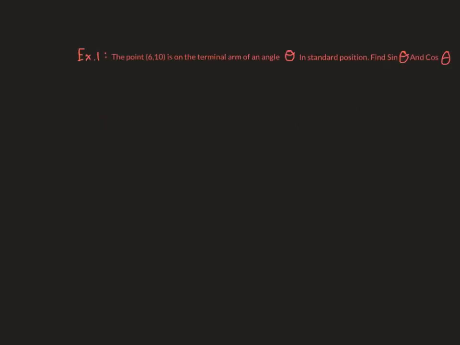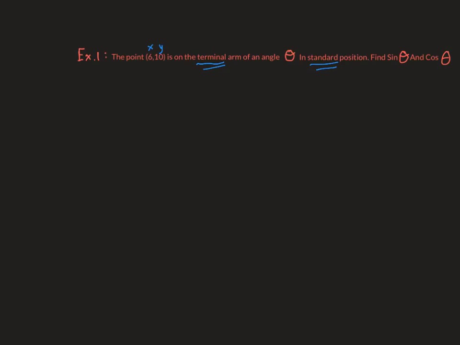Okay, so let's get into this question here. We have here the point (6, 10). Obviously this is my x, that's my y, on the terminal arm of an angle theta in standard position, which means I know that the angle is on my origin. Find sine of theta and cos of theta.